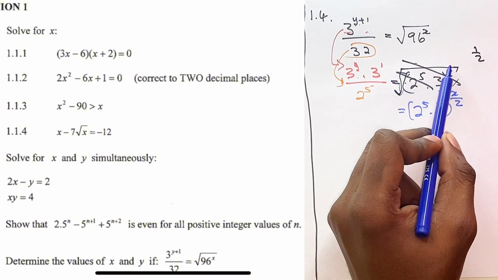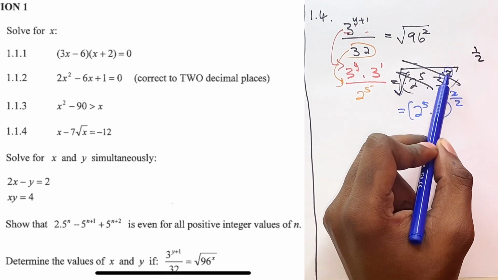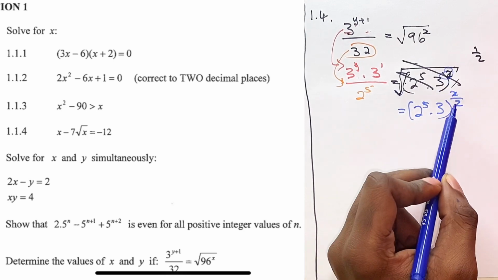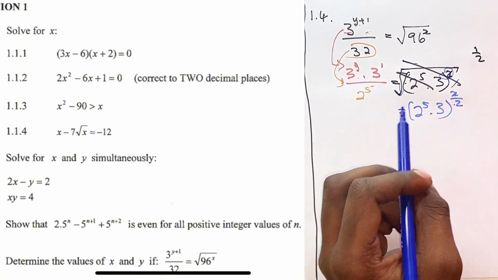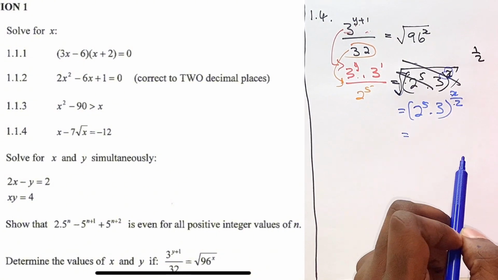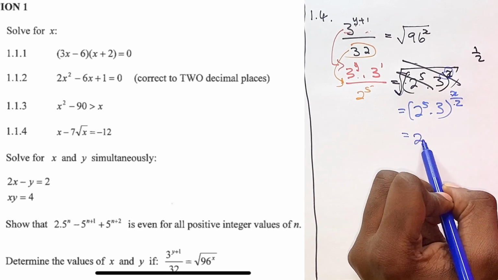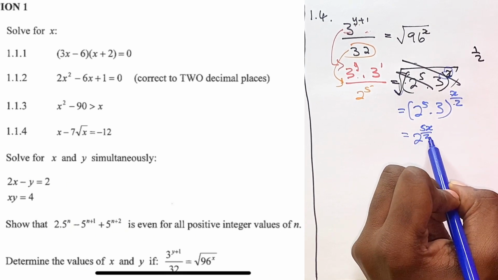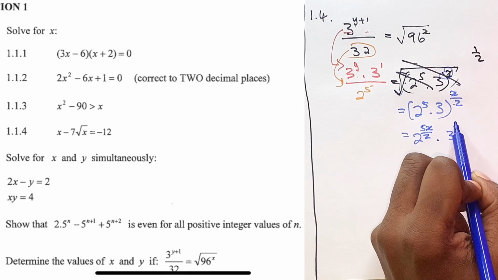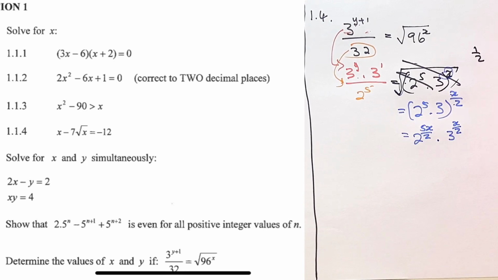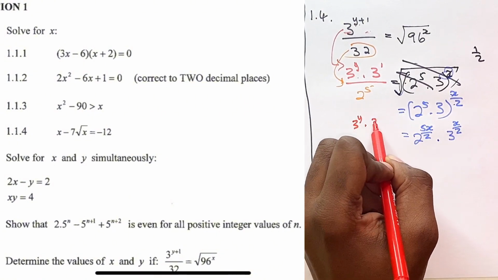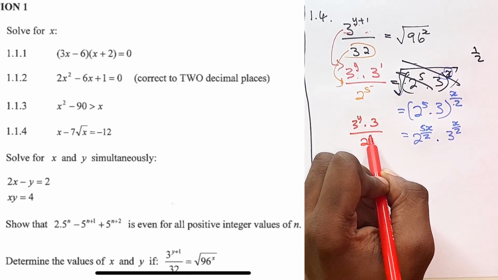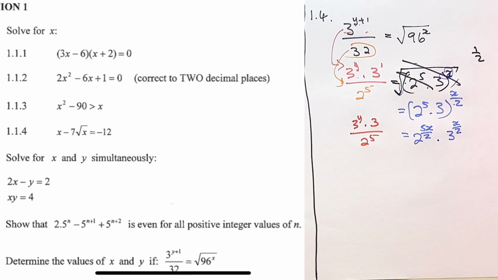Our square root now becomes 1 over 2 multiplied by the x that was already there. We have x to the power 2. Now we simplify this, the exponent multiplied the inside exponent. We have 2 to the power 5x over 2 multiplied by 3 to the power x over 2, and all of this is equal to 3y multiplied by 3 over 2 to the power 5.